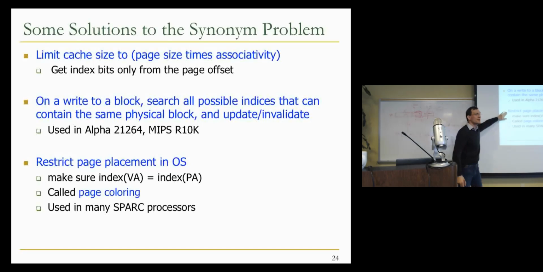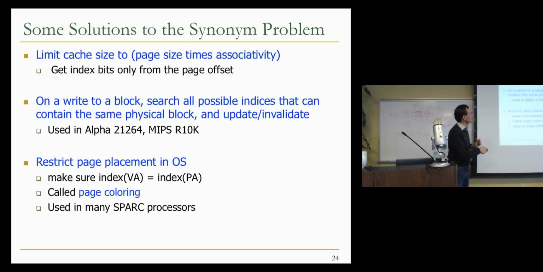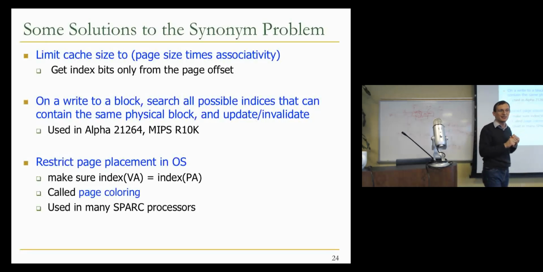So another solution to the problem is actually to modify the software or restrict the software such that this doesn't happen. So the first solution was restrict the cache size such that index bits do not come from the virtual page number. And the other solution is restrict the page placement in the OS such that the index bits of the virtual address are always the same as the index bits of the physical address. Does that make sense? This way, again, you ensure that you never have this problem because the indices coming from the virtual address are exactly the same as the indices coming from the physical address. Does that make sense? And the OS can do that, right?